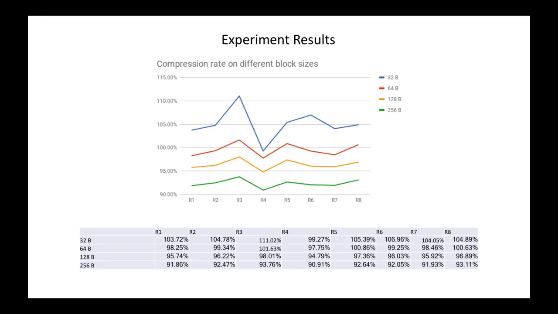As for the results, we first look at the compression rate on different block sizes. It is very surprising for us to see that the compression rates are rather high in our application. And as for a block size which is very small, in our case 32 bytes, the compression rate can sometimes actually be more than 1. And as the block size keeps increasing, the compression rate will decrease.